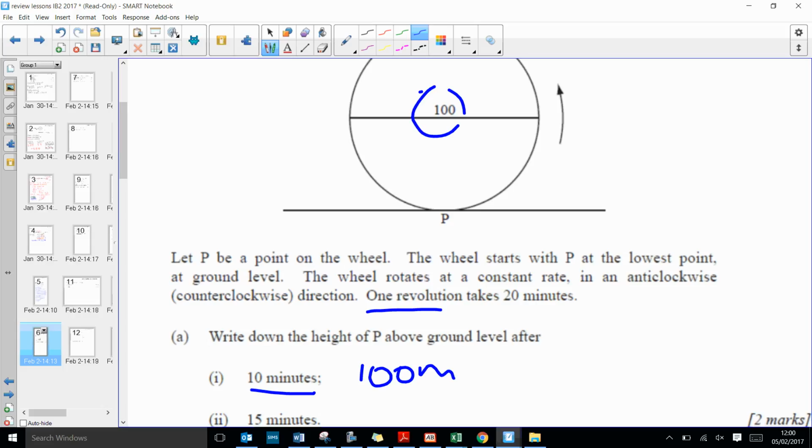After 15 minutes, it would be at this position here because it's 3/4 of its way through. Again, hoping that should be clear, that would be 50 meters above the ground because it's at the radius.